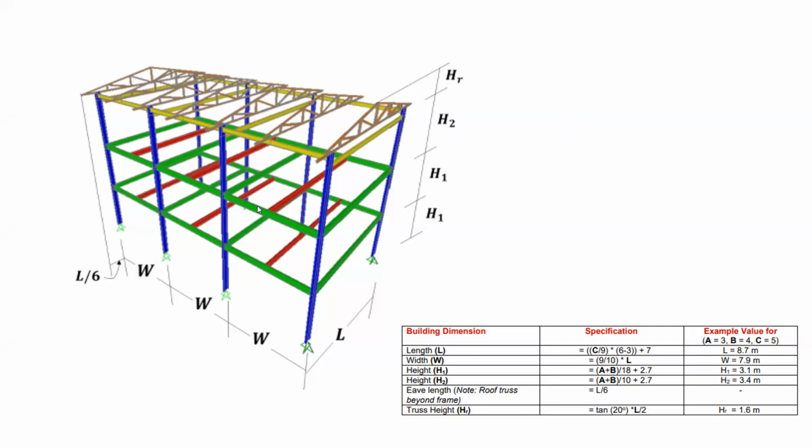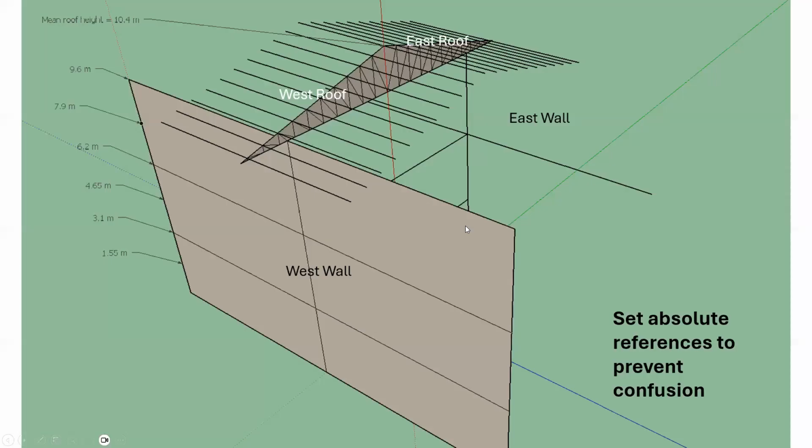So you have here a three-story na residential na building. So these are the specifications. Ang ginamit natin is ito, 8.7, 7.9, 3.1, 3.4, and 1.6. Then yung Eaves length is L over 6. Yun yung pinlagin dito. So, ganito yung itsura niya. Kung yung concern, yung frame concern lang natin. So, yung isang interior na frame, yung concern natin.